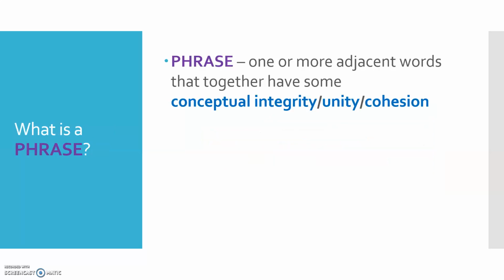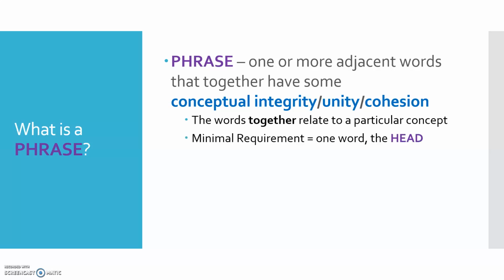But for now, what actually is a phrase? We're going to group one or more words together. Actually, it could just be one word by itself as the phrase, but typically we have more than one word. We group more than one word together because together they have some kind of conceptual integrity, or there's some unity or cohesion about them, that all of those words go together because they relate to a very specific concept. They're just conceptually unified as to marking this concept.